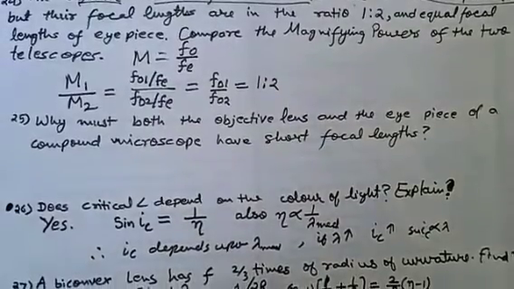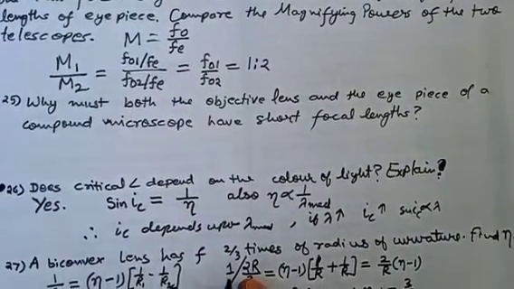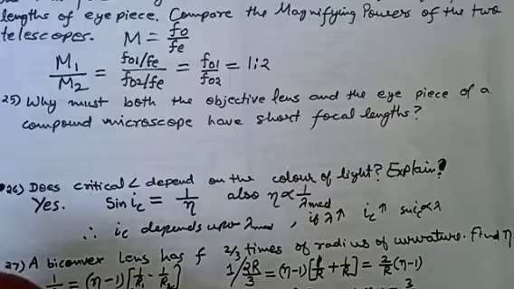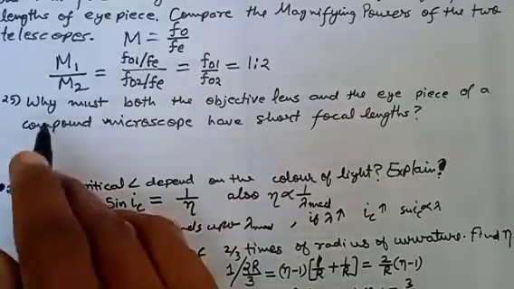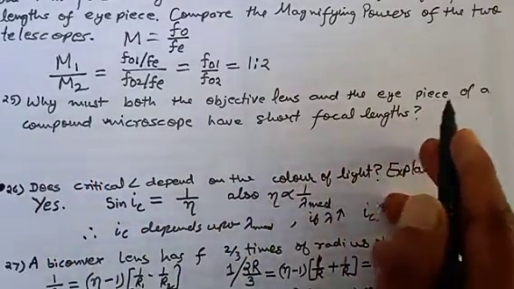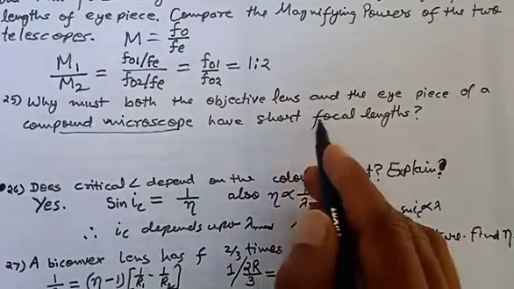The earlier question was also of 1 mark. So this is how in one question we lose time, in another question we can gain that time. Why must both the objective lens and eyepiece of a compound microscope have shorter focal length?